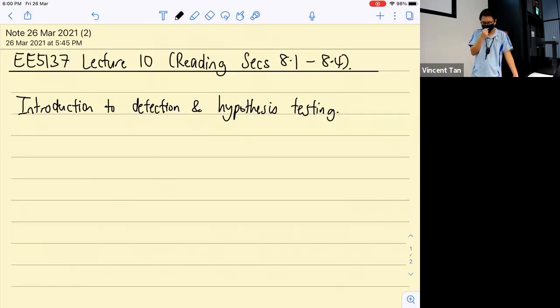Okay, so for the next two lectures, we will talk about detection and hypothesis testing. And this is the material in chapter 8 of the book. So you should read chapter 8, all right? And then in the last two lectures, we will talk about estimation theory. And the notes have already been prepared. We will not be using the book. And I prepared my own notes.